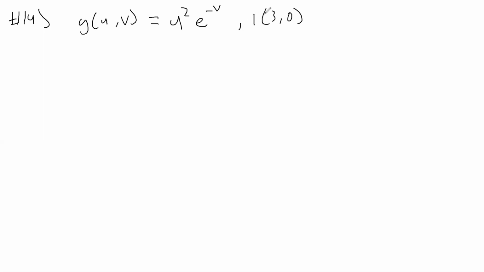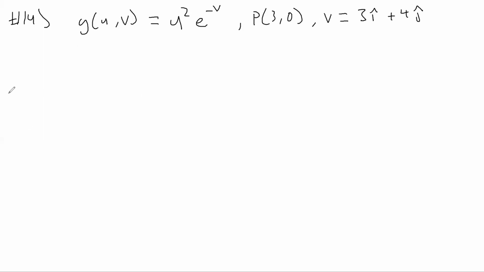For number 14, we're given a function g of u, v, which is equal to u squared e to the power negative v, at the point (3, 0). So p is at (3, 0). And you have the vector, which is equal to 3i plus 4j. This is not going to be a unit vector, so we have to normalize it later on.